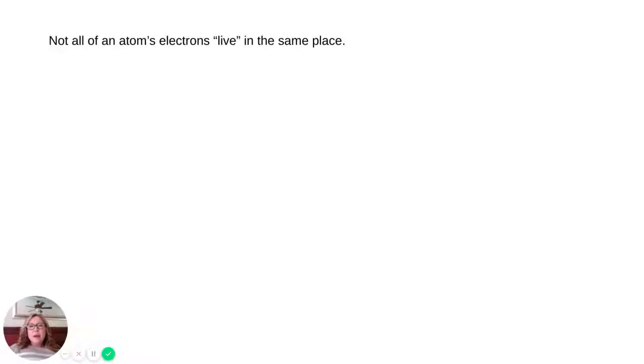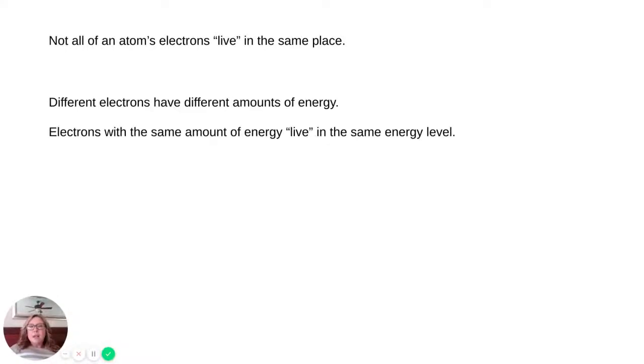So when we're talking about electrons, it's important to know that not all of an atom's electrons live in the same place. And of course they don't live, but this is just how I like to explain things to my students. So if I use vernacular like that, I hope you understand that I know that atoms are not alive. Okay, so not all of an atom's electrons live in the same place. It turns out that different electrons have different amounts of energy. And electrons that have the same amount of energy do live in the same energy level. So different atoms have different energy levels.